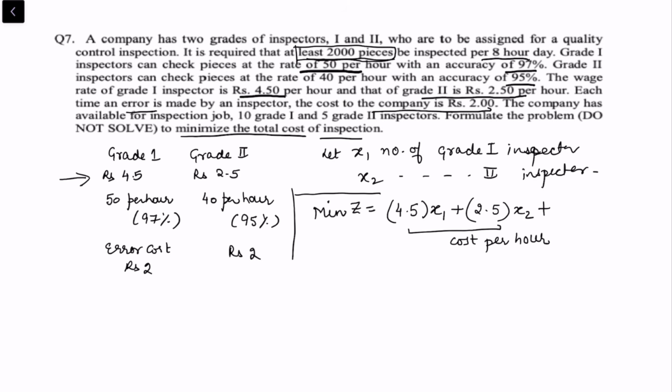And for the error cost, that is again an addition, that means plus 2 times the error cost. The first grade inspector error is 0.03 because the accuracy is 97%. So this is the error. And the number of pieces checked per hour is 50. This is for 1 grade inspector, and for x1 grade inspectors.